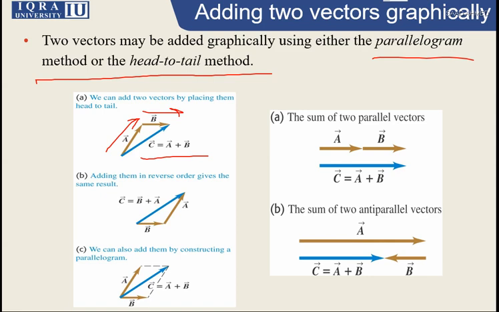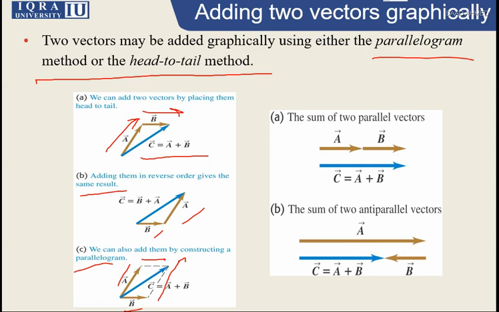Adding them in the reverse order gives the same result. If you put B and then A, the same result is achieved, that is C equals B plus A. We can also add them by constructing a parallelogram. This is the parallelogram, this is A, this is B, and you just extend it in this direction and in this direction, and the resultant shown in blue here will again be the same result.